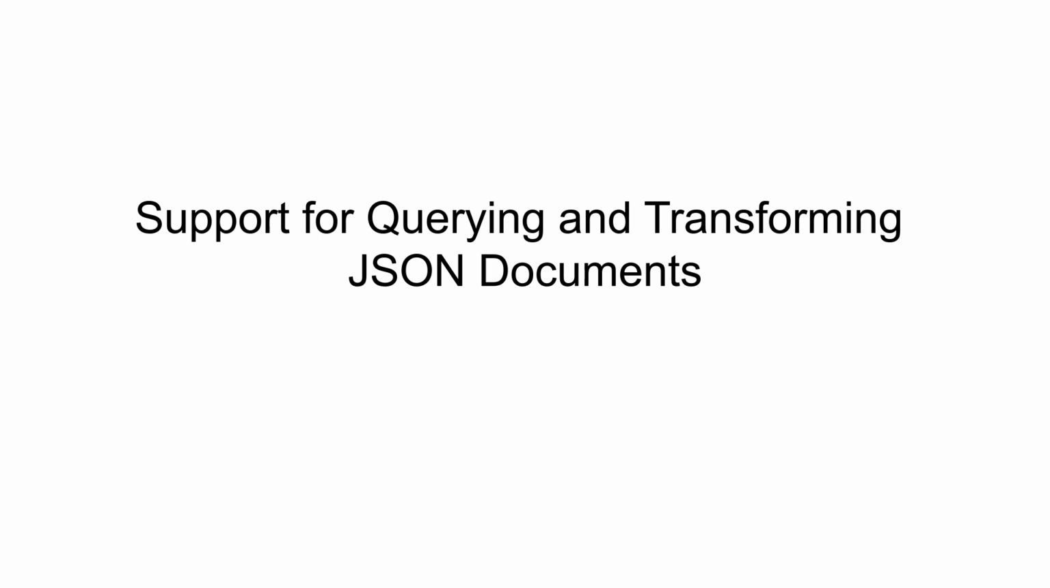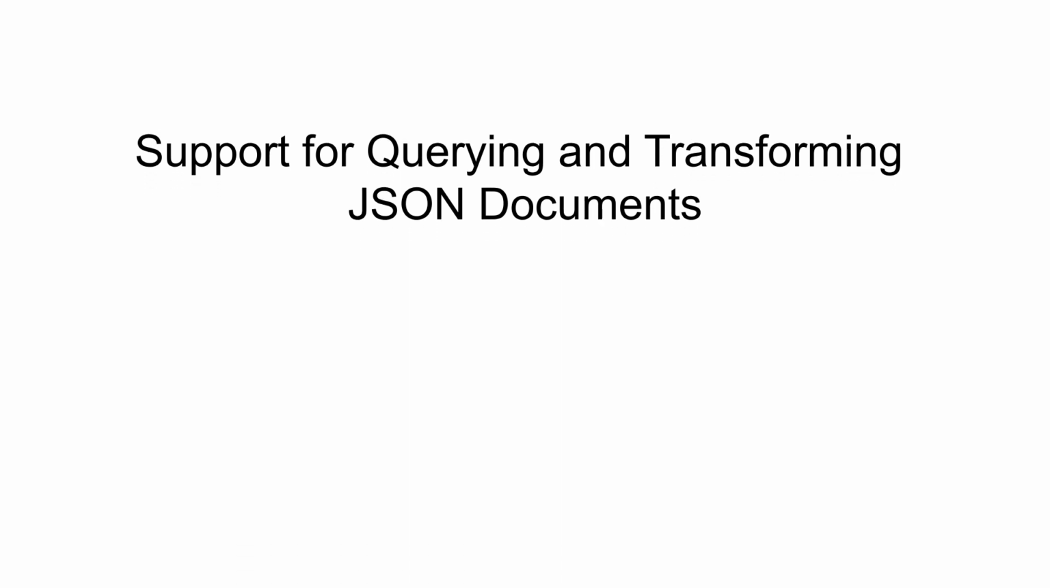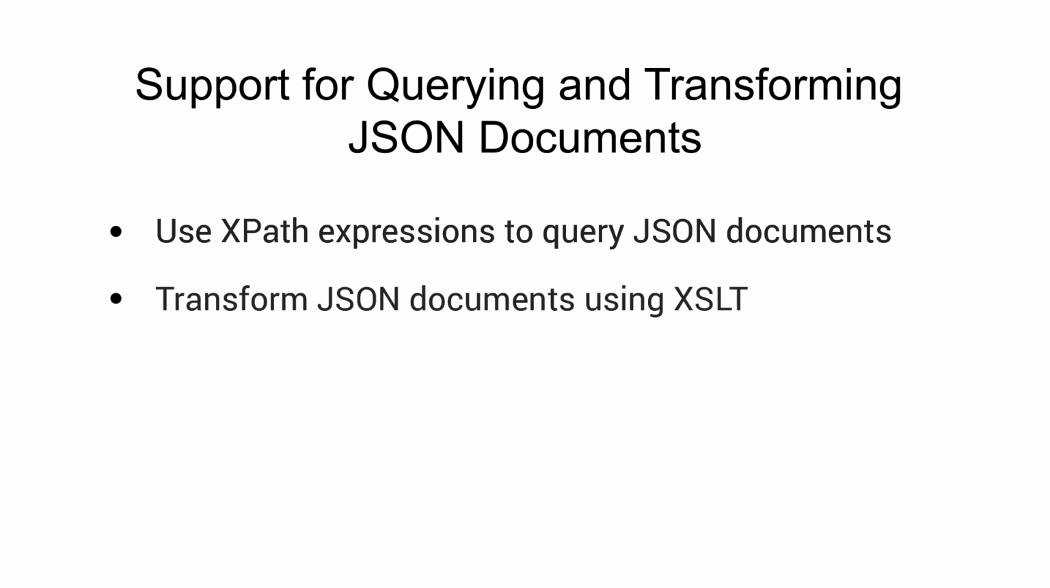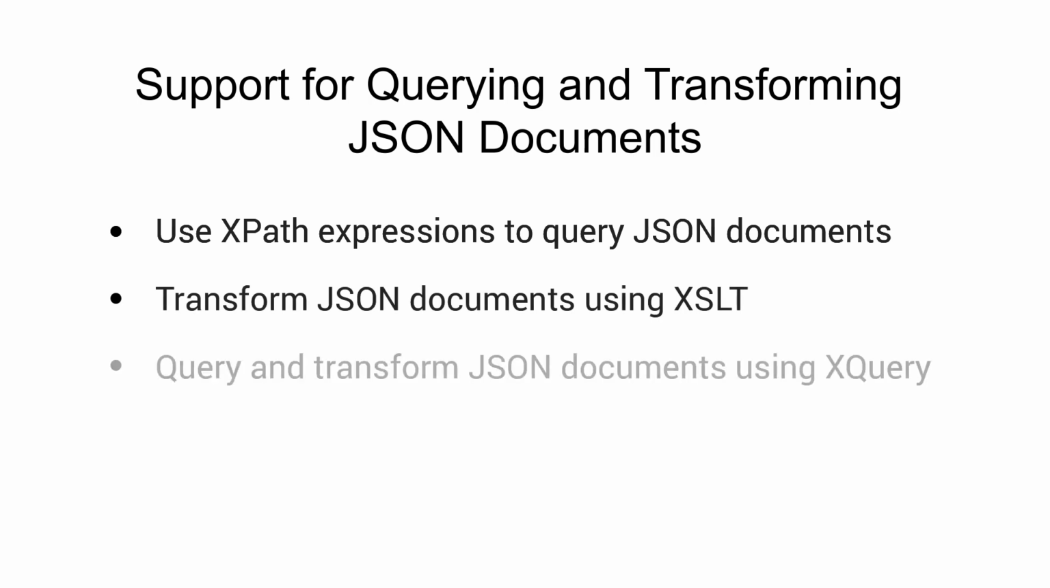This video demonstration will present the support for querying and transforming JSON documents in Oxygen after various improvements and new features were implemented in version 21.0. Specifically, I will show you how to use XPath expressions to query JSON documents, how to transform JSON documents using XSLT, and how to query and transform JSON documents using XQuery.